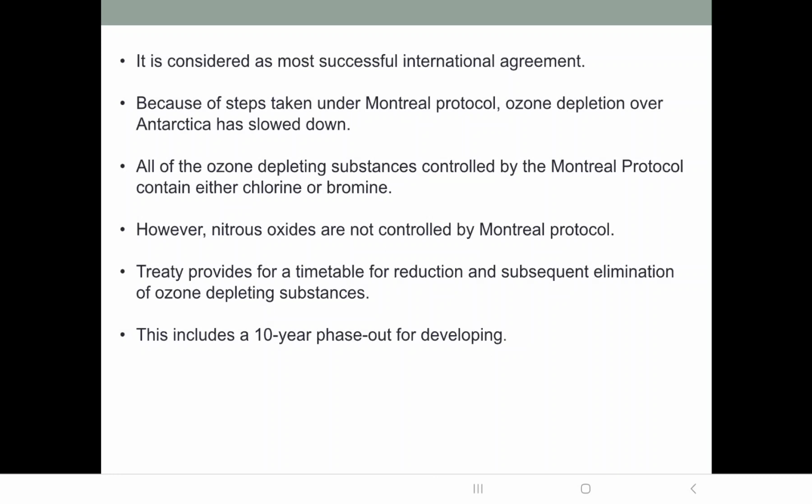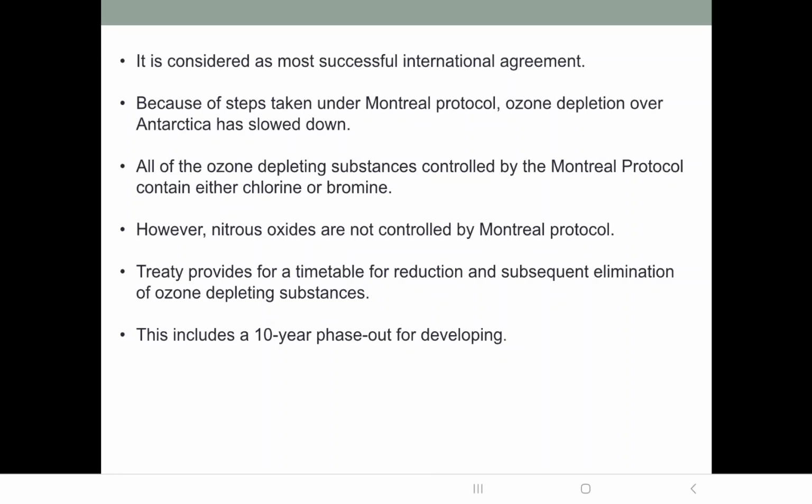That means the process of ozone depletion over Antarctica has slowed down. It is not occurring at the rate at which it was occurring in the past, because many of the ozone depleting substances have been removed.